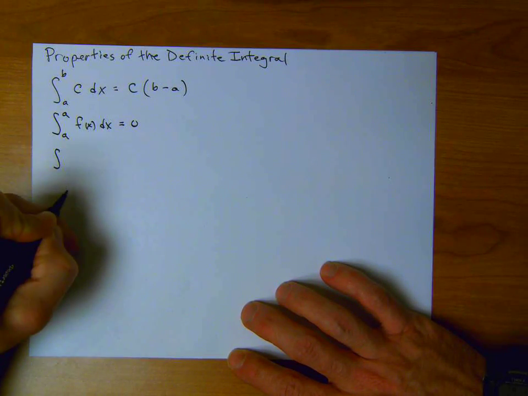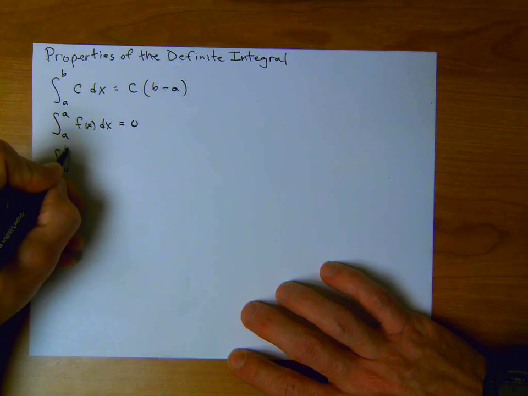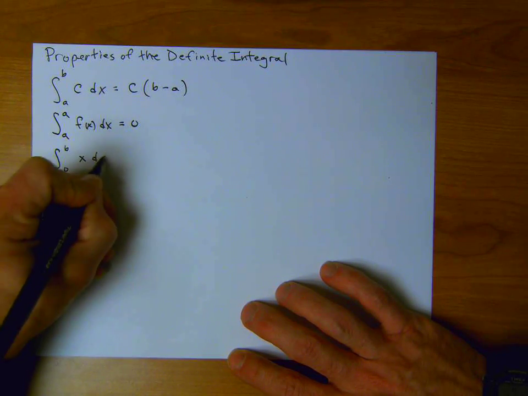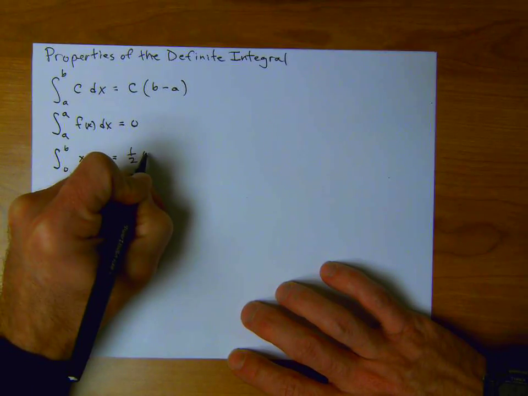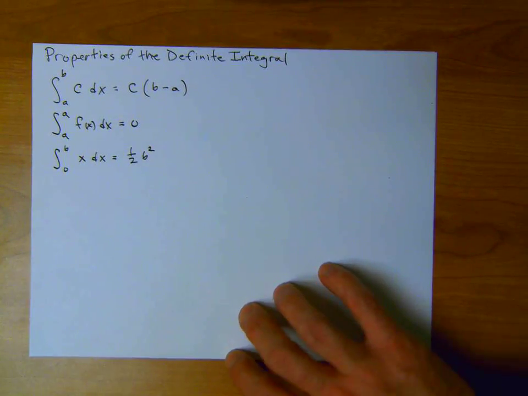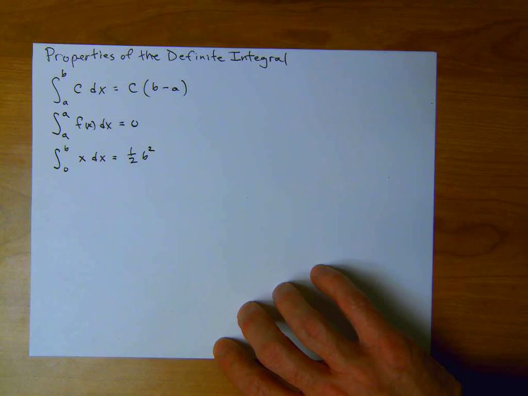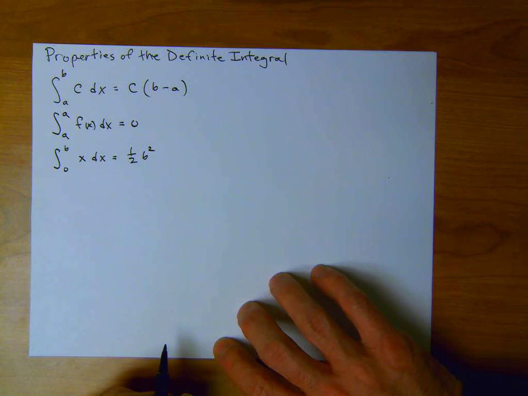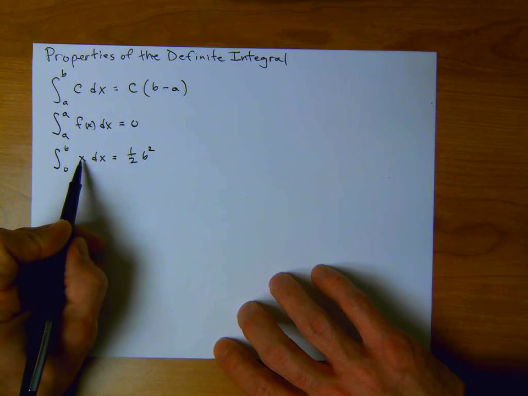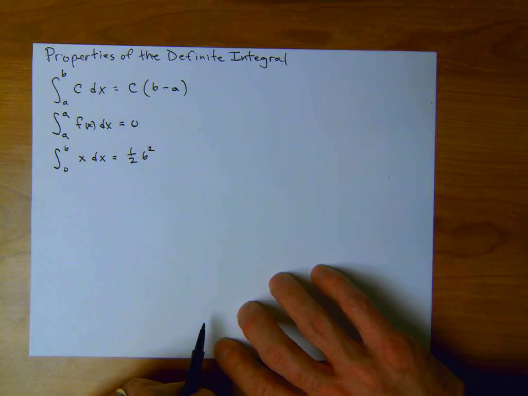And then we have the integral from 0 to b of x dx, and that's just going to be 1/2 b squared. And one way to think of that is that we just have a triangle. So this is just the formula for the area of a triangle, 1/2 base times height, but in this case base and height are the same, so we end up with b squared.